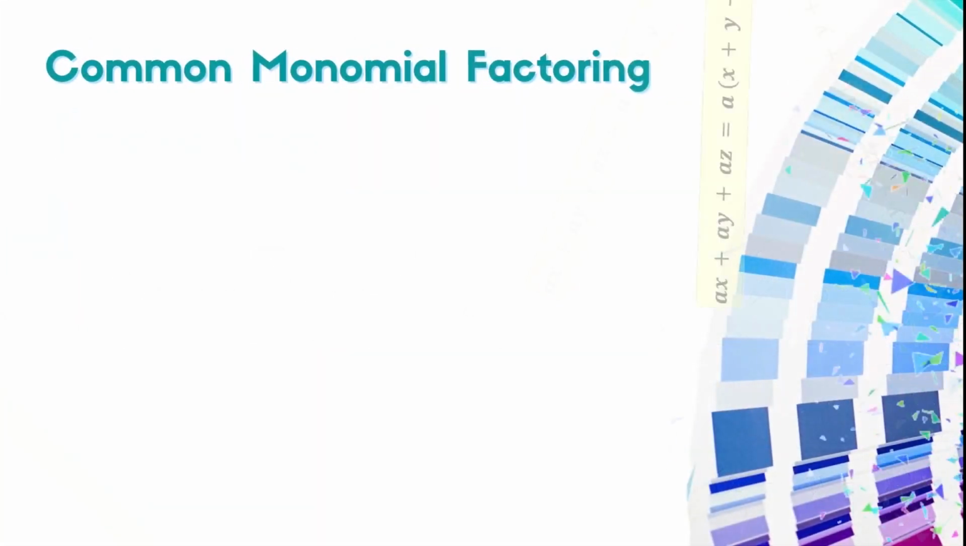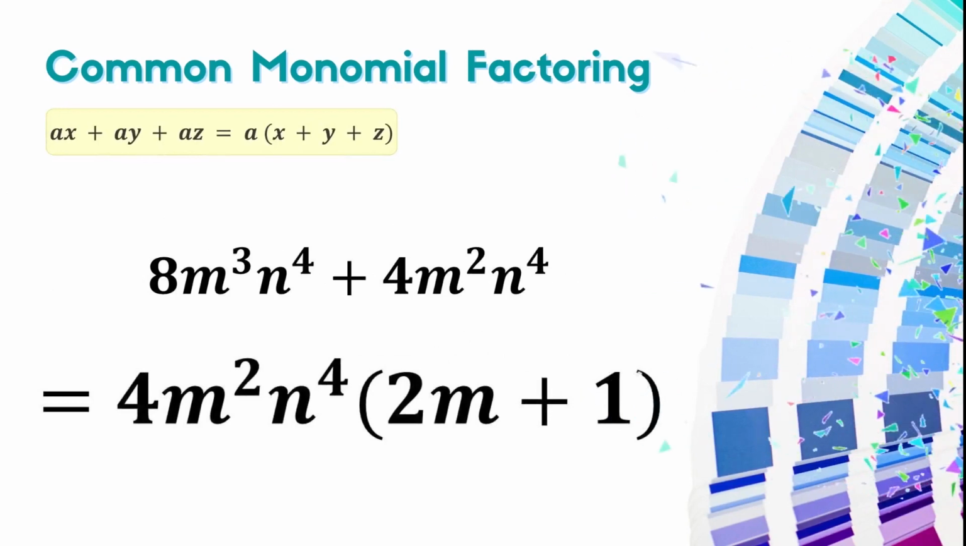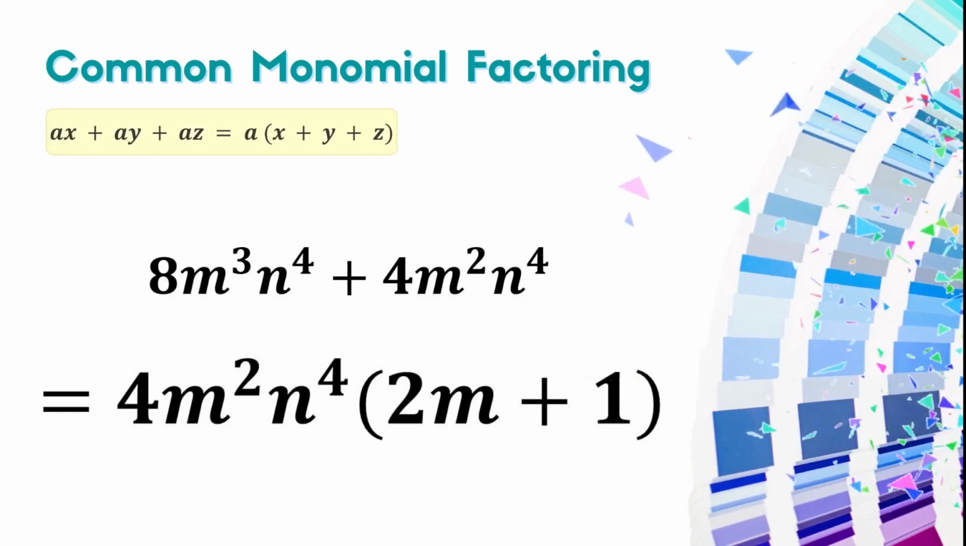The correct factored form of 8m cubed n raised to 4 plus 4m squared n raised to 4 is 4m squared n raised to 4 times the quantity 2m plus 1.